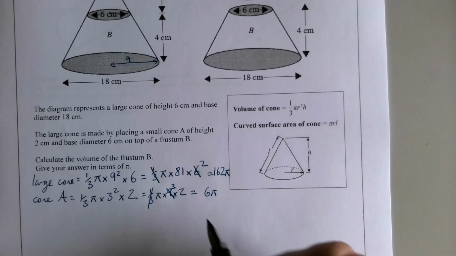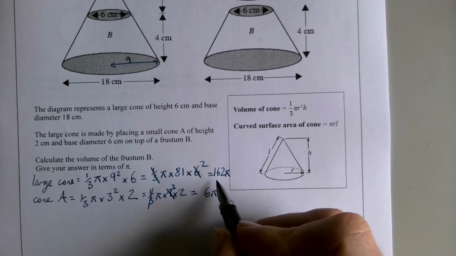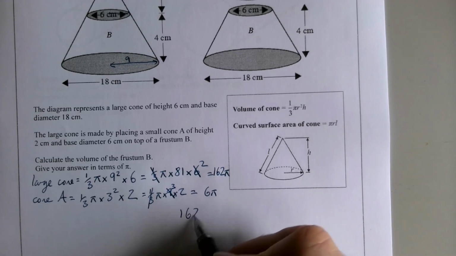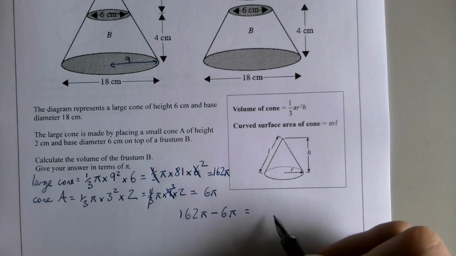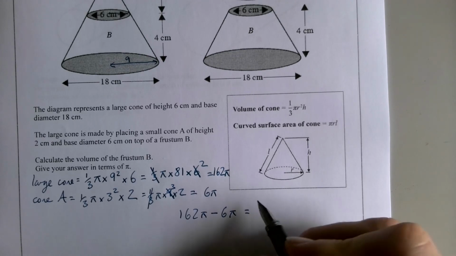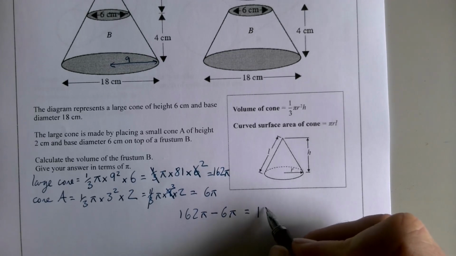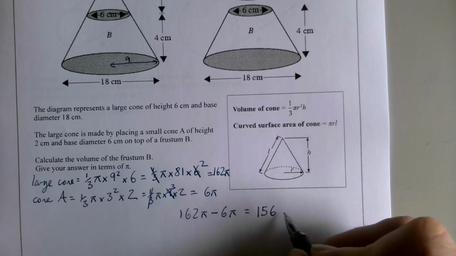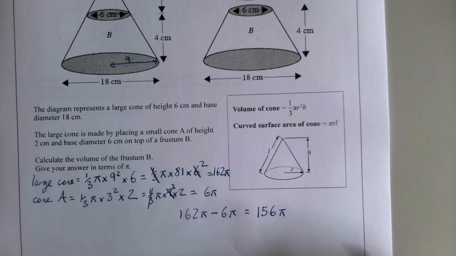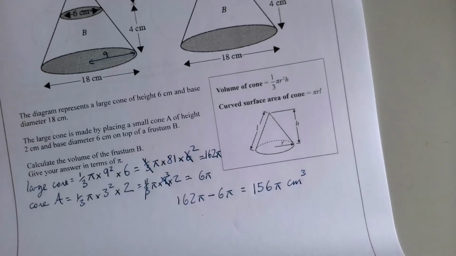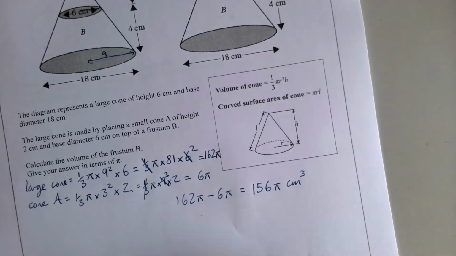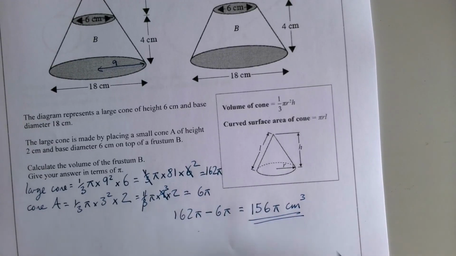So the volume of the large cone is 162 pi. The volume of the small cone is 6 pi. 162 take 6 gives us 156 pi centimeters cubed. Now that is down there at the bottom on the bit that you should really write it on, but I'm just going to leave it there.